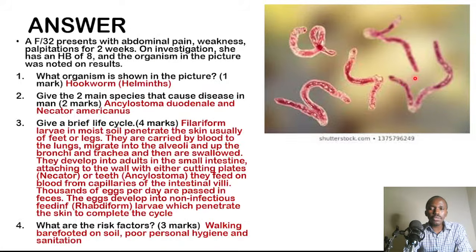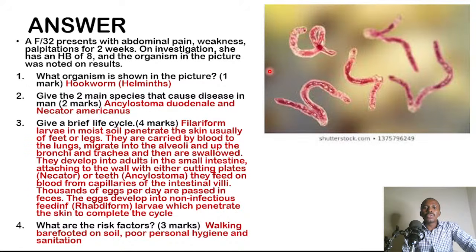So these worms here, again, if you haven't seen them, you wouldn't know. These are known as hookworms, or you can call them helminths. So there are 2 important species. You have Ancylostoma duodenale and Necator americanus. The difference is that Necator americanus has these cutting plates at its mouth.